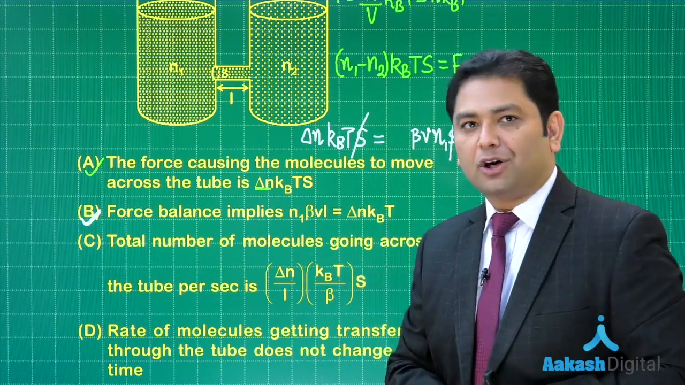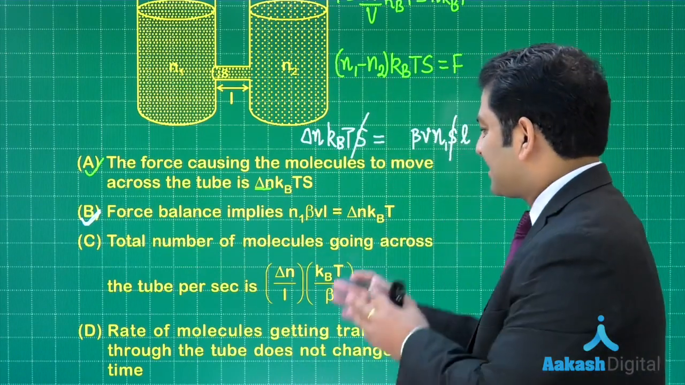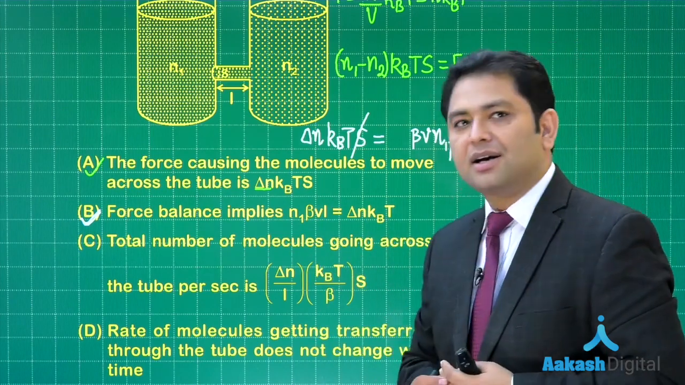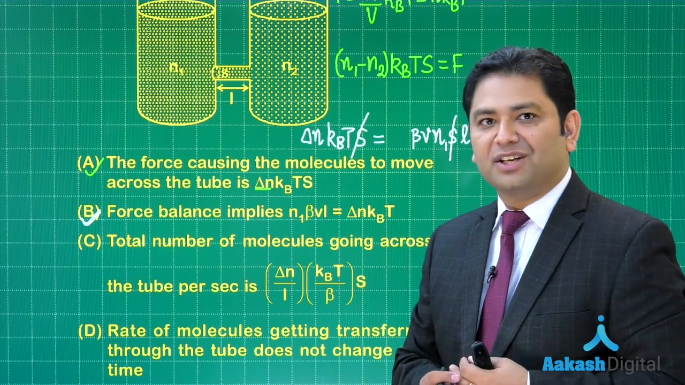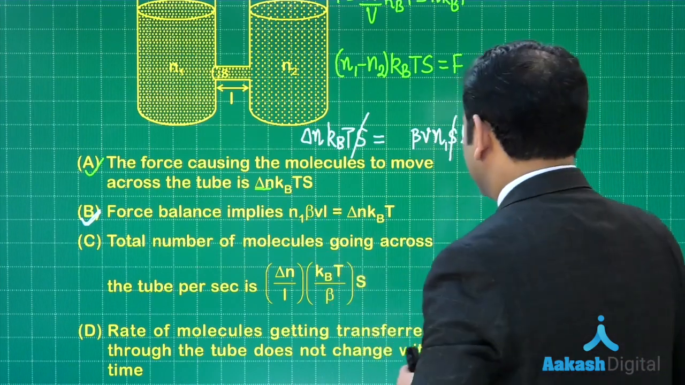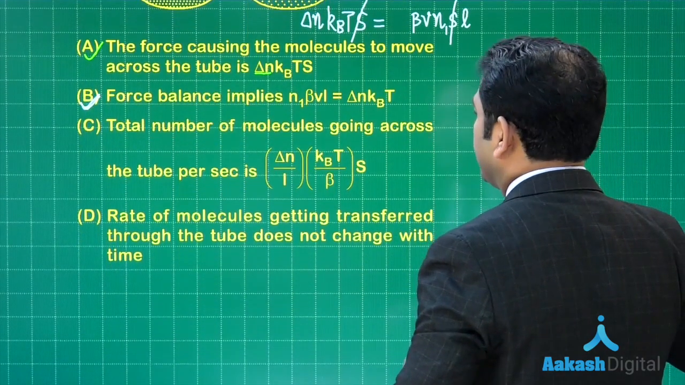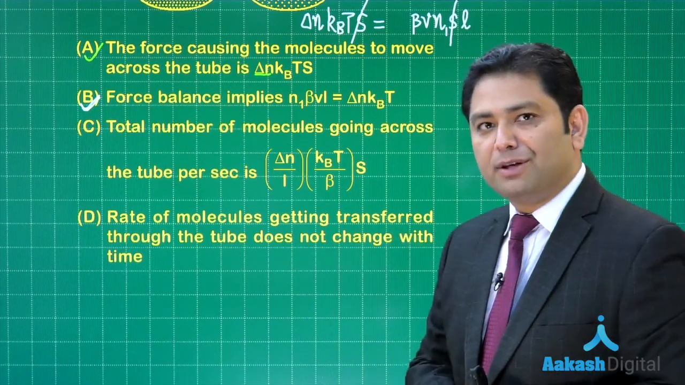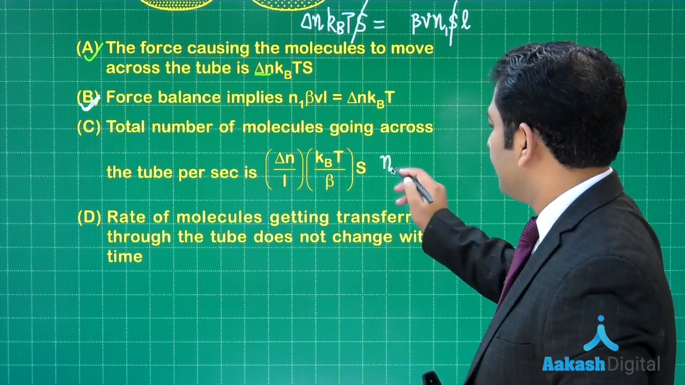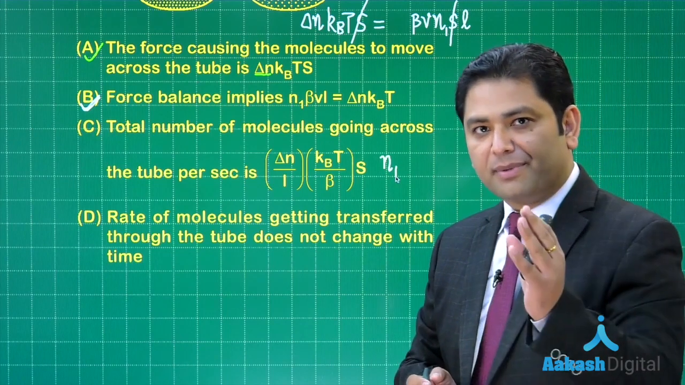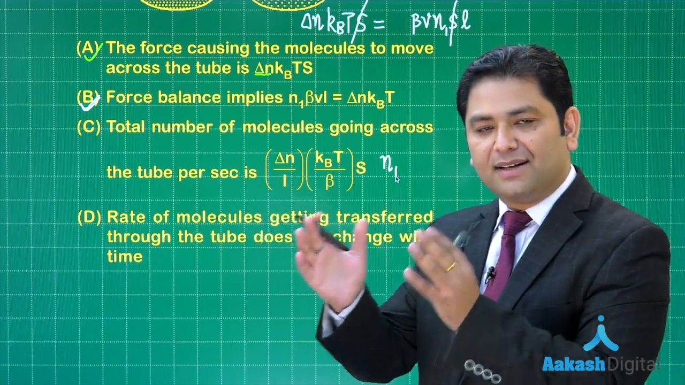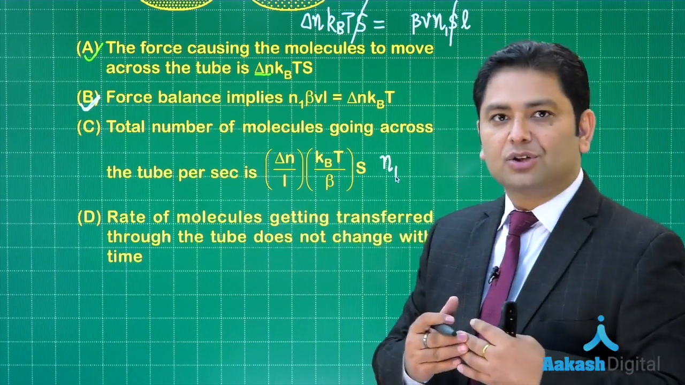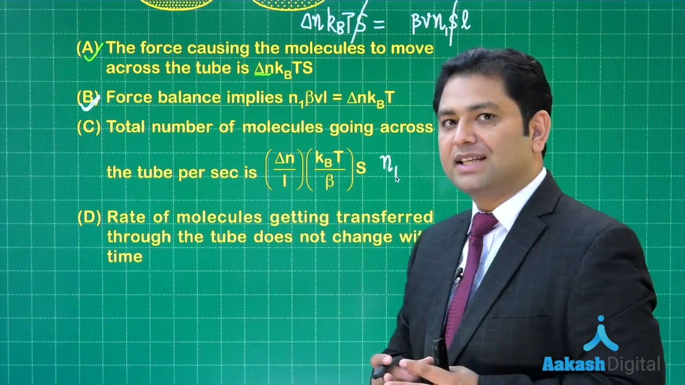And then what about option number C? Option number C says the total number of molecules going across the tube per second. That's what we need to see. So how many molecules will pass? Let's try to understand that. Per second, that's the main thing you need to understand. For that, n1 is the number of molecules per unit volume, remember. So we need to multiply by the volume so that I'll get the number of molecules, and divide by time to see the number of molecules crossing per unit time.